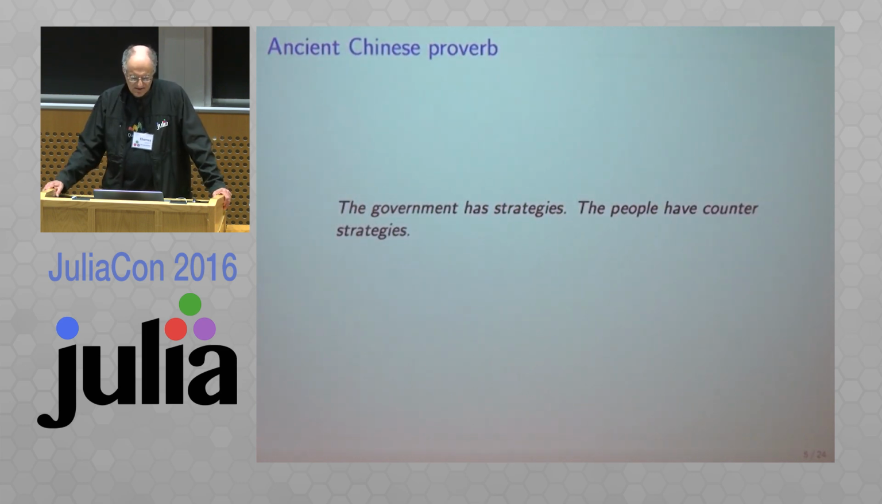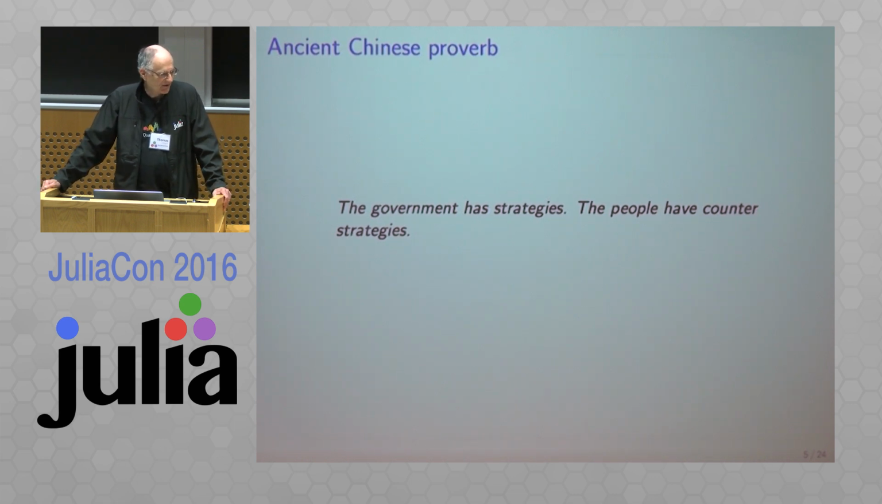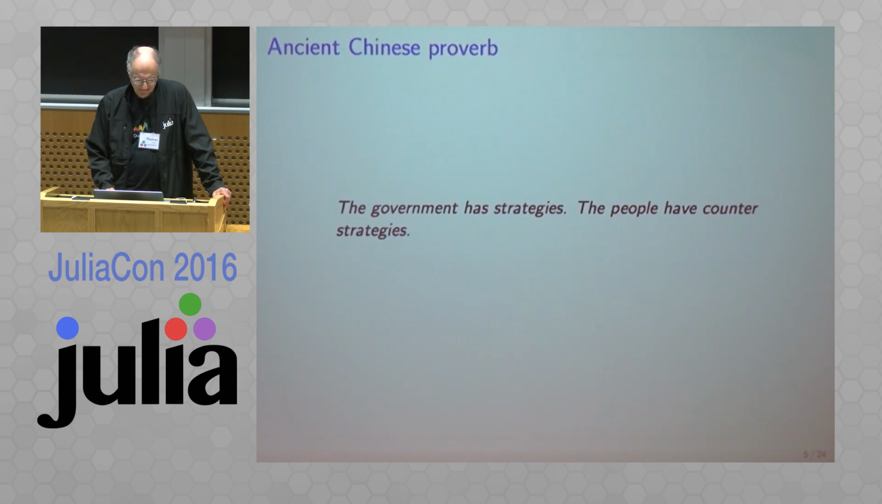There's an ancient Chinese proverb: the government has strategies and the people have counter strategies. That's 3,000 years old. I'll tell you what the author of that meant by a strategy. A strategy is a sequence of functions mapping a history at time t into an action at time t. You got a problem with that? If you play football or soccer or baseball, that's a strategy. And so there are interrelated strategies.